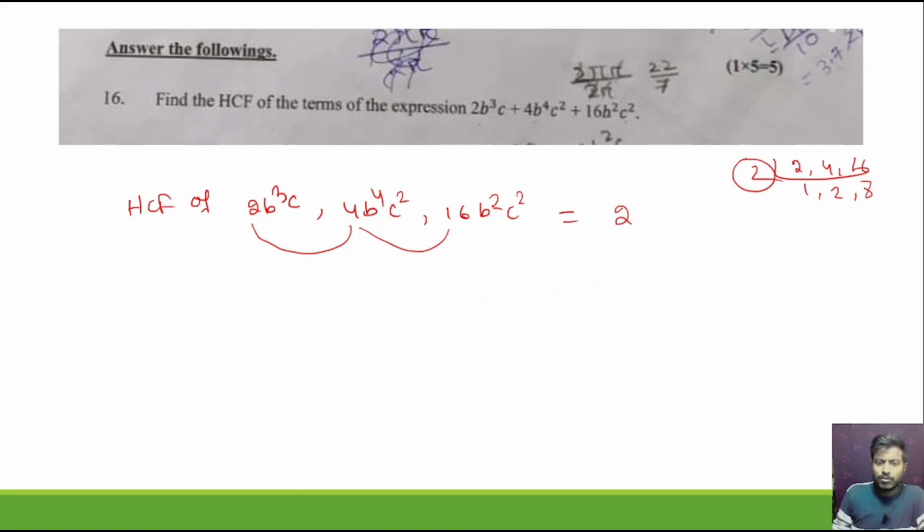Now the SCF of the b terms, the smallest power is 2, so the answer is b square. And the SCF of c square and c is c, the minimum power is c. That's why the answer is 2b square c. Okay. Next question.